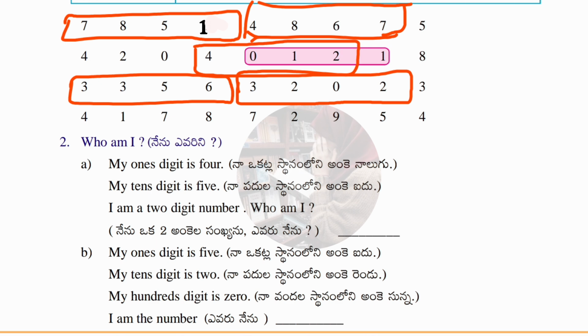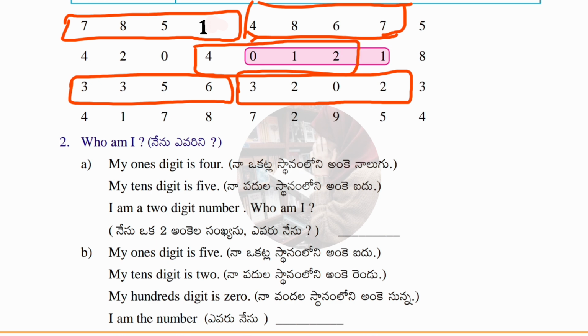Now we'll move to the second Roman, which is who am I? So here we have to guess the number and write it down according to the given questions. So first question is, my ones digit is 4. Write down 4 in ones digit. My tens digit is 5. Write down 5 in tens digit. If you combine both, then it will become 54. So who am I means I am a 2-digit number. Who am I? So answer is 54.